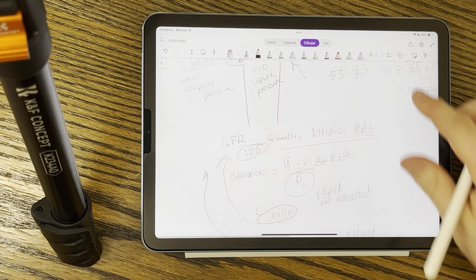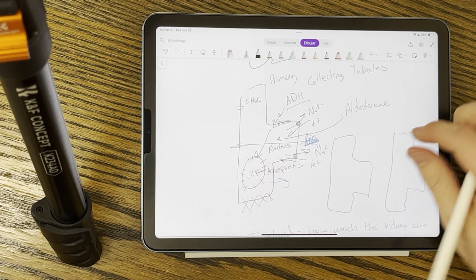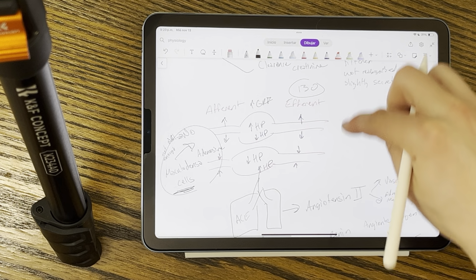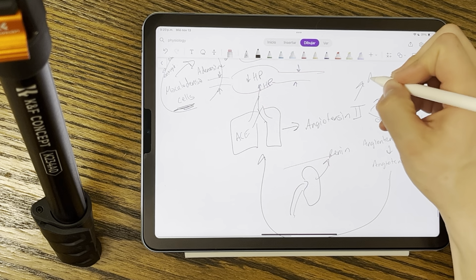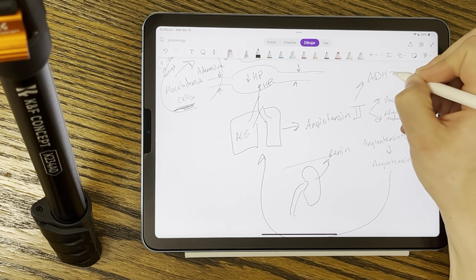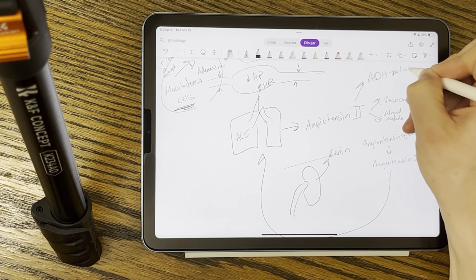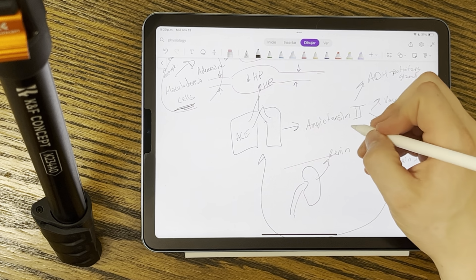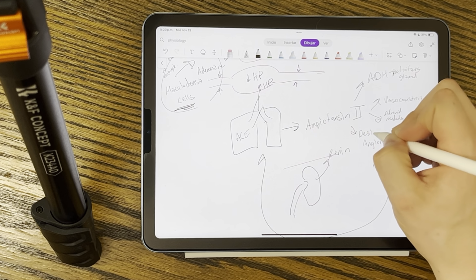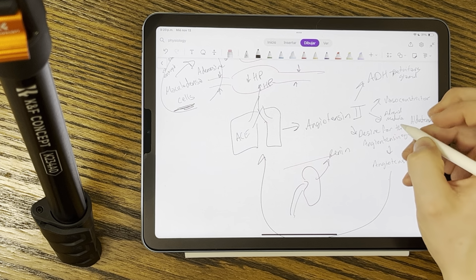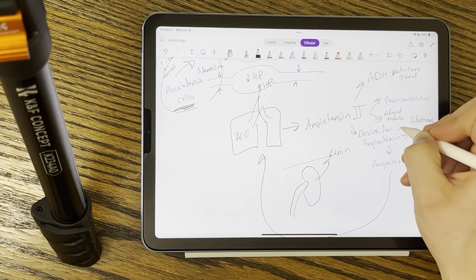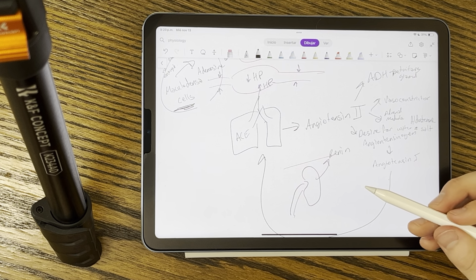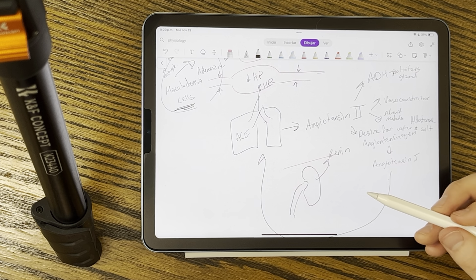So we talked about aldosterone a little earlier. It will cause more sodium to be reabsorbed. Angiotensin can also trigger ADH release from the pituitary gland in the brain. It also increases our desire for water and salt. So all those things mixed together is how renin can regulate those things.